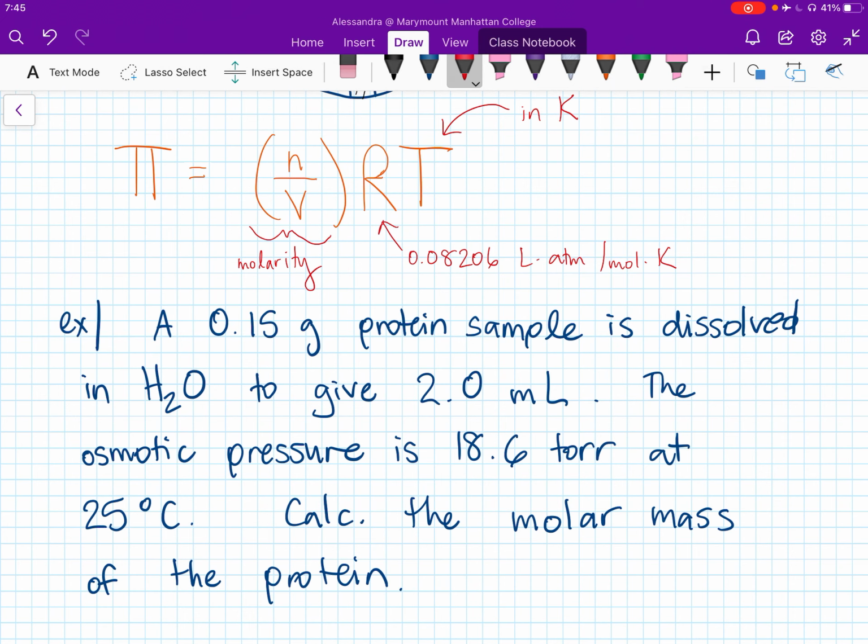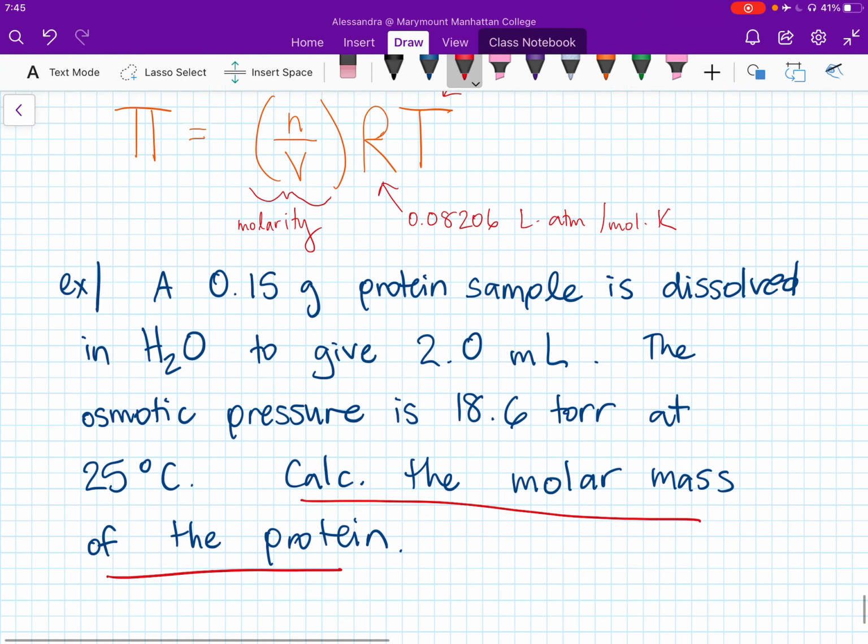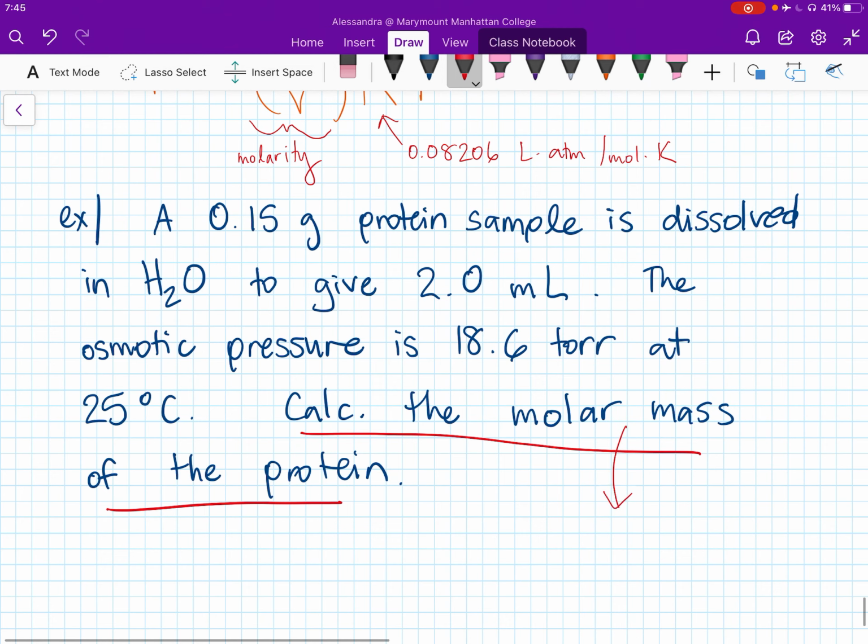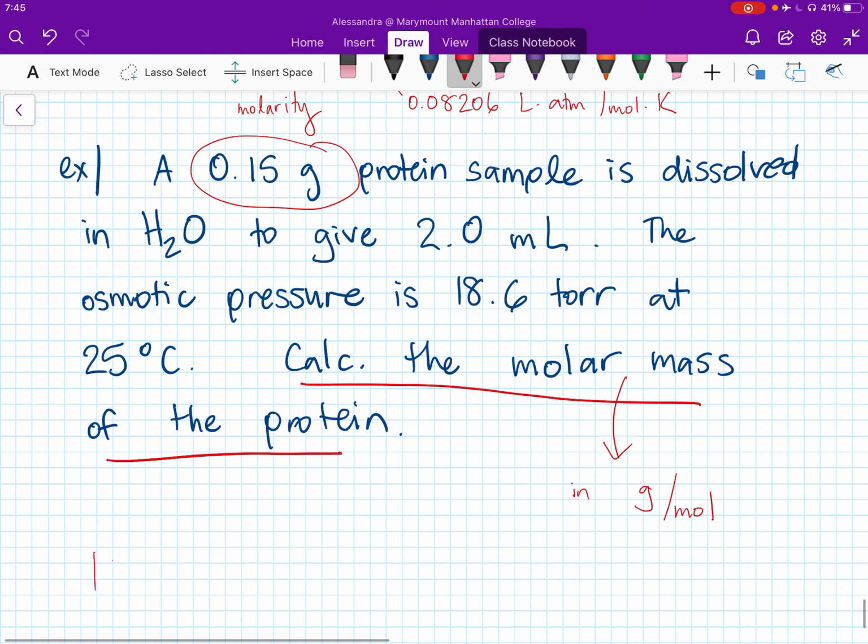Using that information and the formula for osmotic pressure, can we calculate the molar mass of the protein? I want to emphasize here, molar mass is molecular weight, and the units are going to be grams per mole. So we need to figure out how many moles there are so we can put it in the denominator. We'll put 0.15 grams over however many moles that corresponds to, and that's going to give us the molecular weight. So the first step is that you must take that osmotic pressure and change it to atmospheres so that you can plug it into the equation.